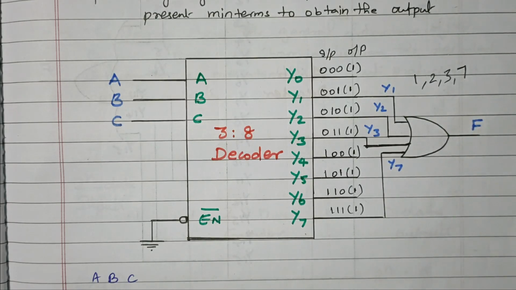So in this video we discussed the implementation of Boolean function using the decoder. The input is connected, 8 possible outputs are available. What are the terms we need? That alone connected to OR gate and we'll get the required Boolean function.